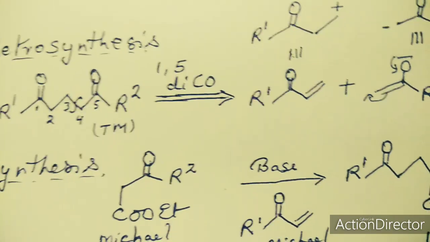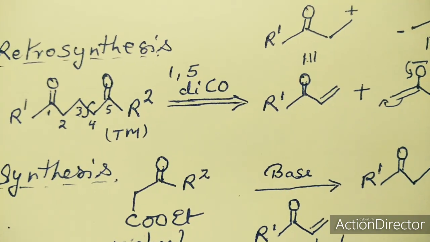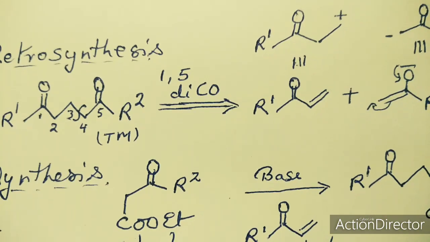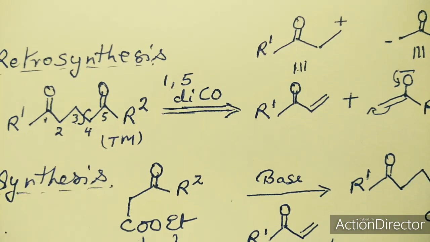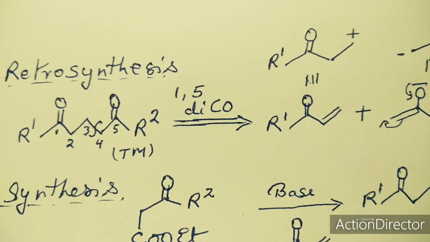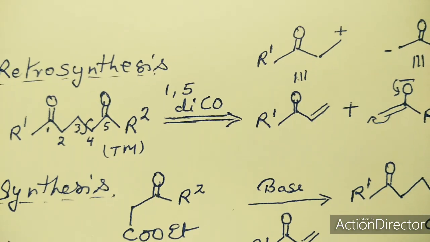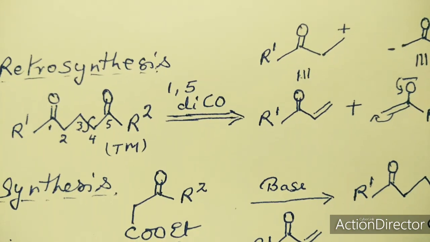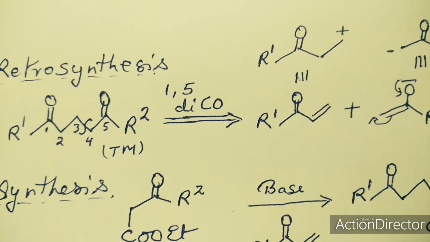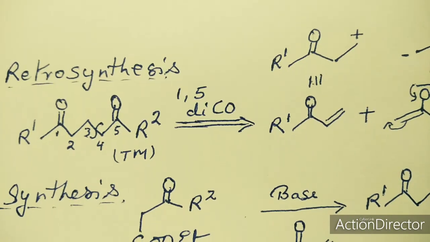If this is disconnected between carbon number 3 and carbon number 4, it will result in the formation of two synthons, namely one end getting the positive charge and the other the negative charge. The positively charged synthon will have the synthetic equivalent as shown over here.